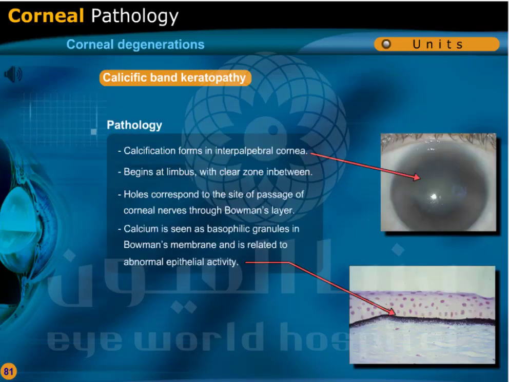In calcific band keratopathy, calcification forms in interpalpebral cornea. Begins at limbus with clear zone in between. Holes correspond to the site of passage of corneal nerves through Bowman's layer. Calcium is seen as basophilic granules in Bowman's membrane and is related to abnormal epithelial activity.